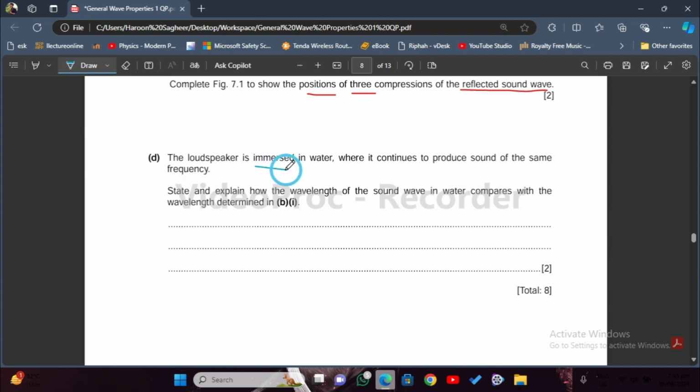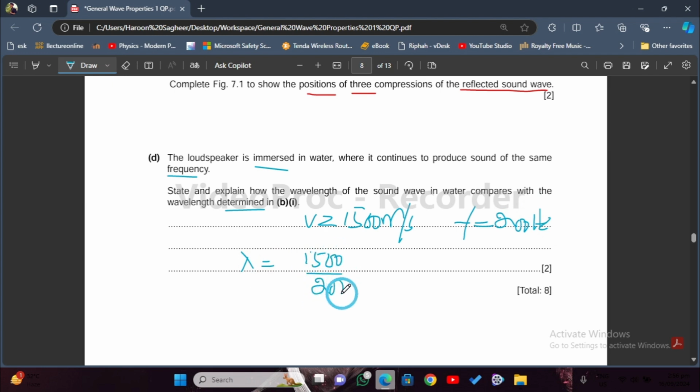The loudspeaker is immersed in water when it continues to produce sound at the same frequency. Okay, now the frequency is same. State and explain how the wavelength of sound wave in water compares with the wavelength determined. Right, now all we need to do is this: speed in water is 1500 meters per second. Frequency does not change, so frequency is 200 hertz. We would have to see the wavelength. So wavelength would be equal to 1500 divided by 200.